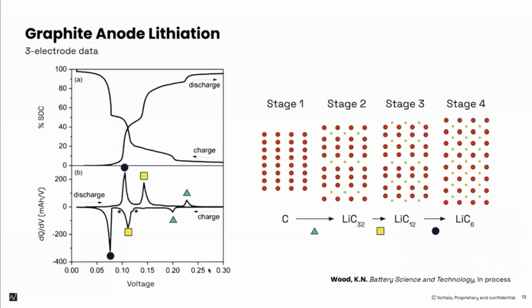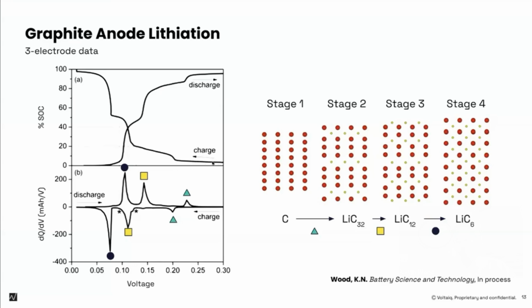Because of voltage being on the x-axis, your traditional voltage versus time plot is going to be shifted like this. It's going to be turned 90 degrees. And so that's actually what we're looking at here. And this is a 3-electrode measurement of a graphite anode.